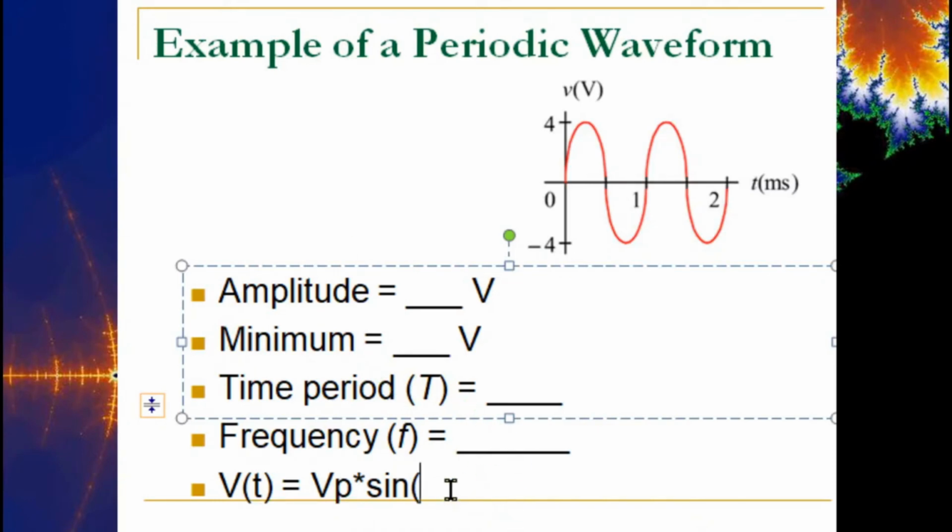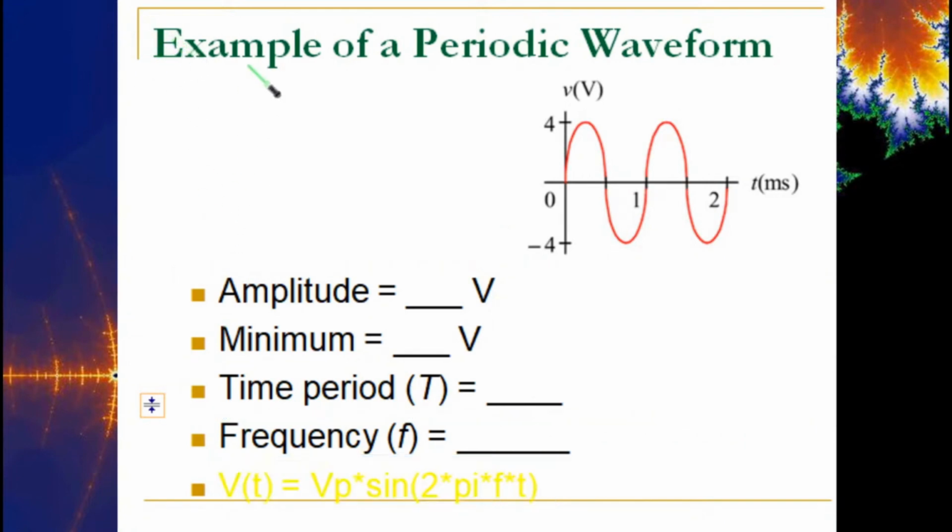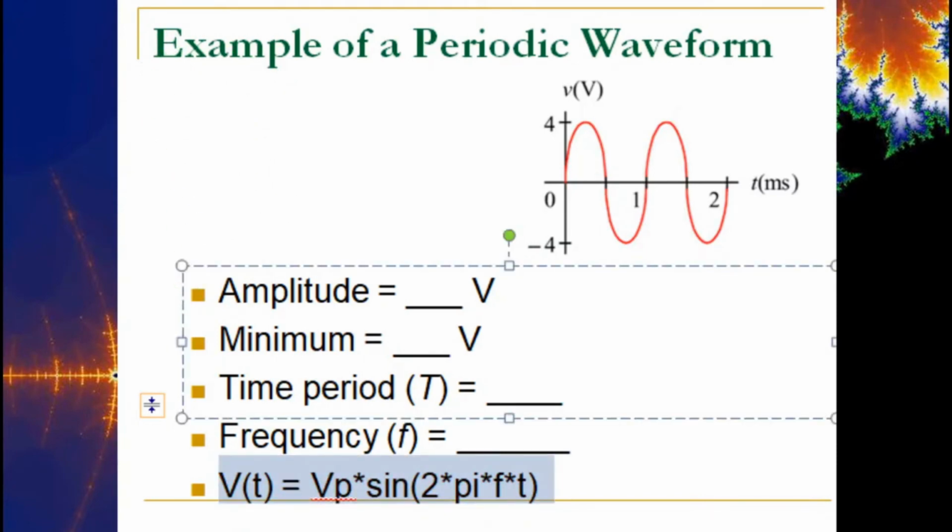I'll just do the 2 times pi times frequency times time. Okay? So this is, I'm going to even highlight this because this is what I use for all of mine. All right, is it going to let me highlight it? No, it doesn't want to let me highlight it. Oh well. So anyway, this will account for all sine waves, no matter what the peak value is.